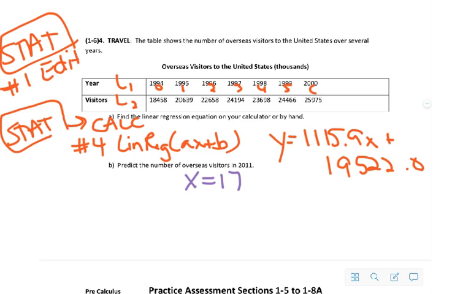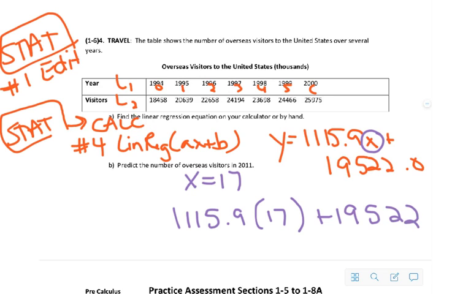If you plug 2011 in for x, you're going to get the wrong answer. So you're going to do 1,115.9 times 17 plus 19,522. And I want you to watch where I round this number off to. I round it to 38,492. Notice that I did not put a point something at the end.